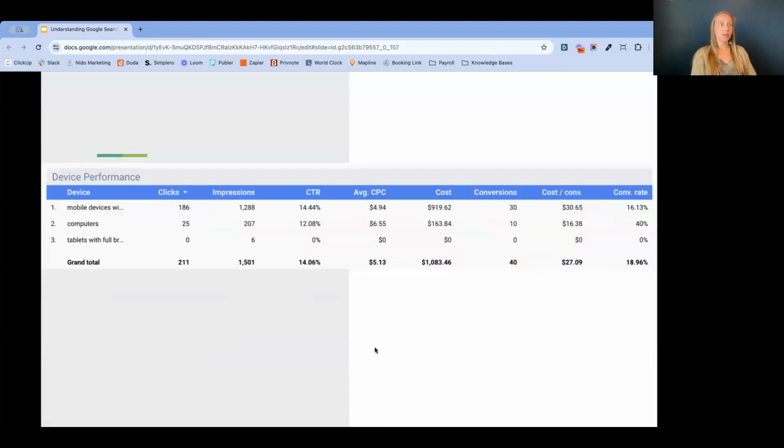I wanted to point this out. So this is just a little device performance chart here. It's basically saying, let's look at the 3 devices that most people try to look and access websites on. So mobile devices, computers, or tablets. If you look across here, majority of the highest here is all mobile devices.